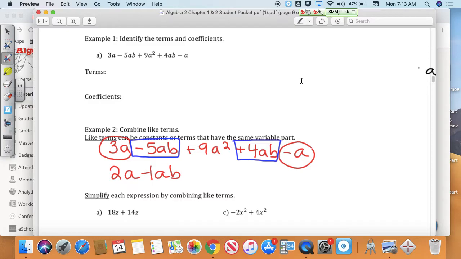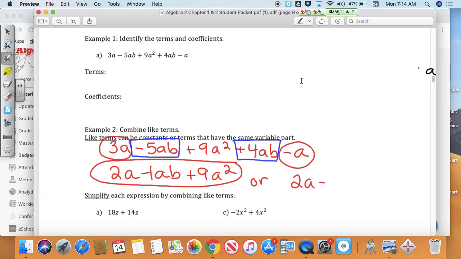And then the last term that we have is plus 9a squared, which does not have any like terms because there are no other terms that would be able to be combined with that. Since it's a different type of variable, it has a square. So this would be the final answer when everything is combined. You can write it like that, or you can just write it as 2a minus ab plus 9a squared.